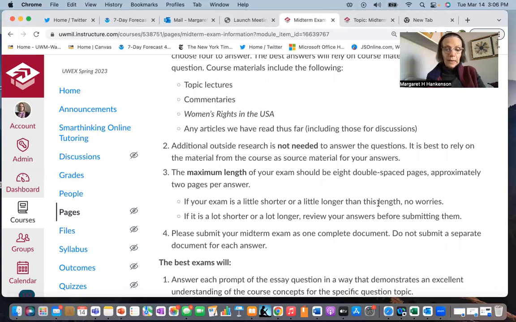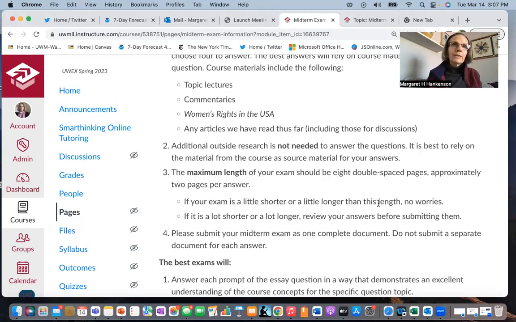I do want you to have the question from the exam above your answer. That helps me grade. It also helps you answer the question because it reminds you of what all the different prompts are. When you include those questions in your exam, that doesn't add to or subtract from your overall page count. I'm really looking at the text that you write. So it should be ballpark about 8 pages long, not including the questions that have been inserted. If you go a little bit under 8 pages, that's fine. A little bit over, get to 10 pages, that's fine.